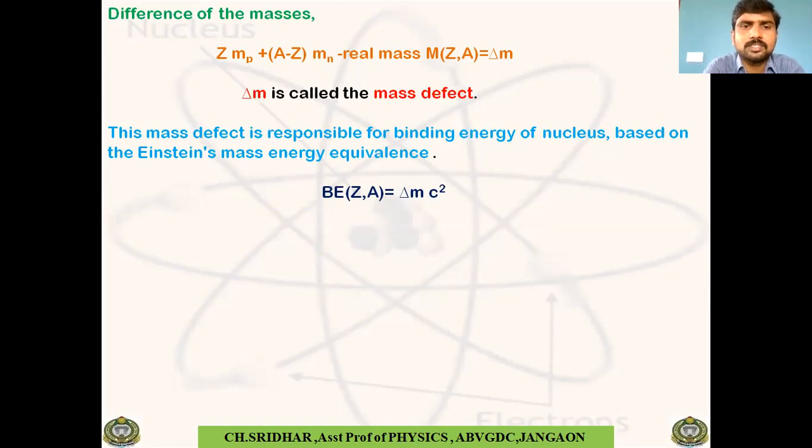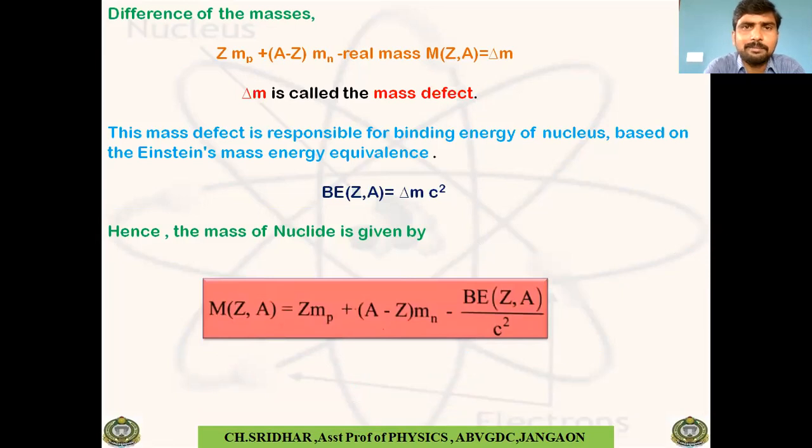The binding energy as a function of Z number of protons and A number of nucleons is equal to delta M into C square. Hence, if you want to calculate the mass of the nucleus or the nuclide, it is given by M of Z comma A equals the assumed mass minus the mass defect. The binding energy of Z comma A is equal to delta M into C square, and delta M is equal to BE of Z comma A divided by C square.